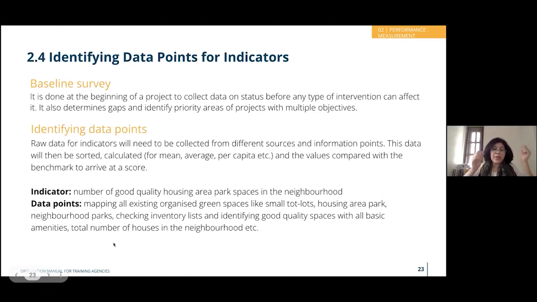So for example, one indicator is number of good quality housing area, good quality park spaces in a neighborhood, right? Let's say. So you'll have to identify and decode what are the different types of data that we need for this.